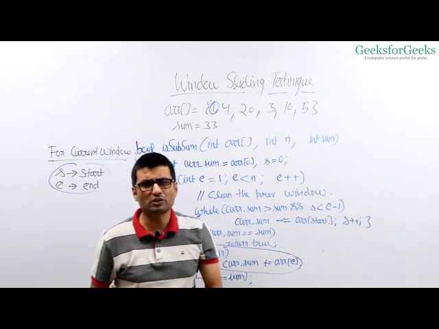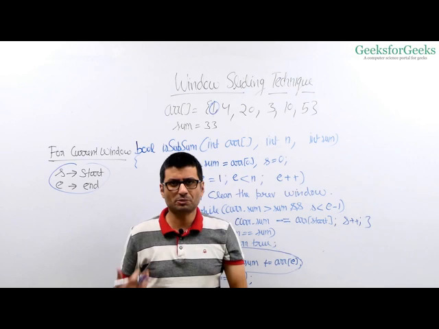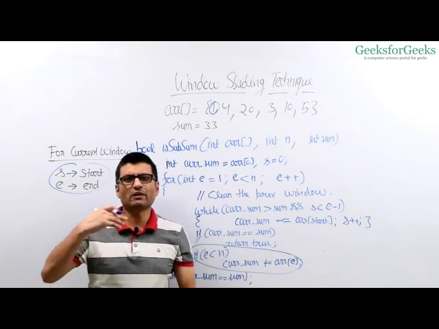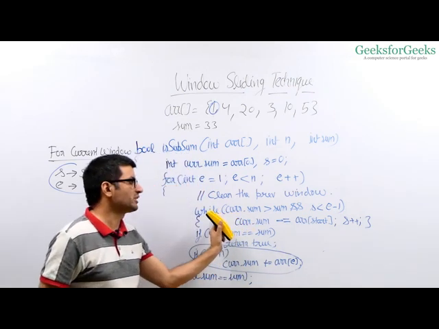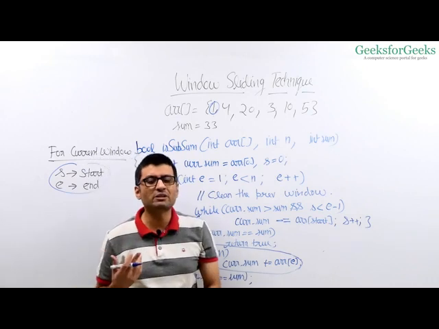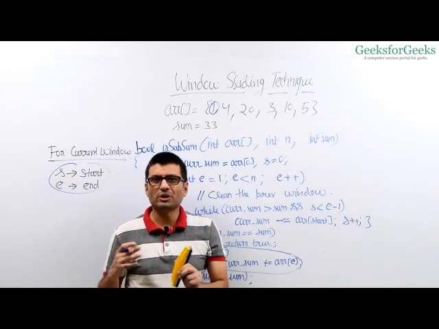How is it big O of n? Because, I mean, if you take a look at this, there are two loops running, right? There's one loop running for every ending point. There's another loop running inside it, which removes the beginning elements from the window. How is it big O of n?